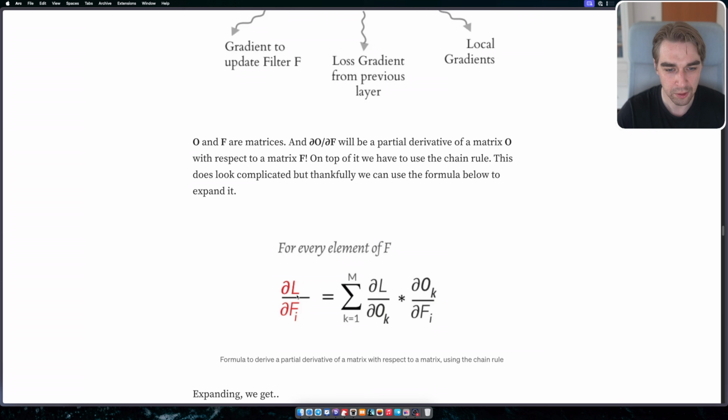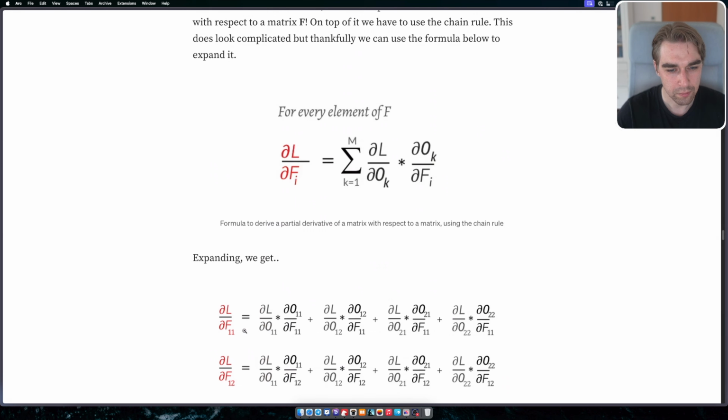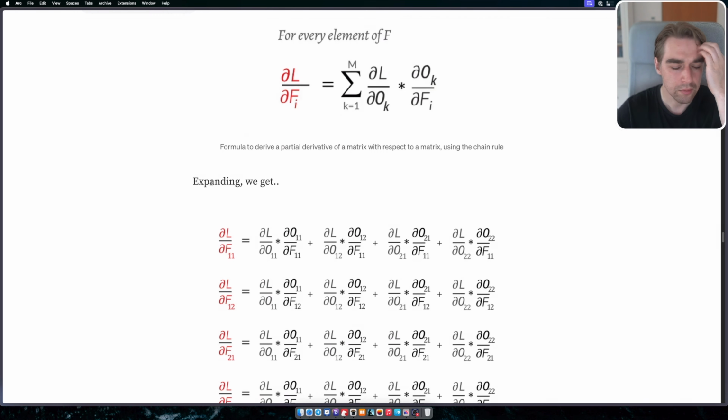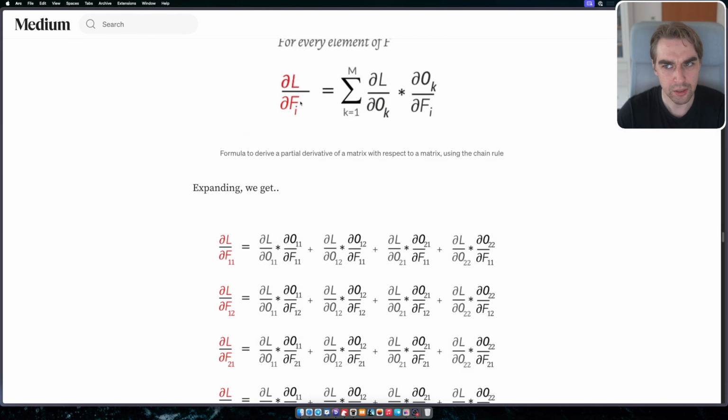So we have dL by df, the loss gradient for the filter against a specific element, is the sum. Why is it i only here? Okay, a little bit confusing.